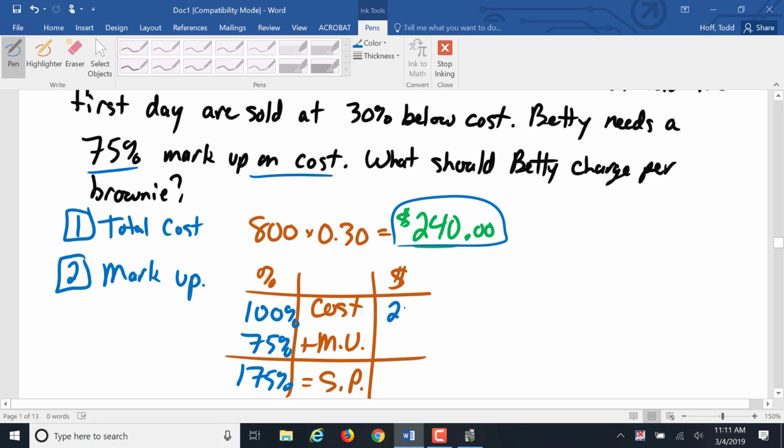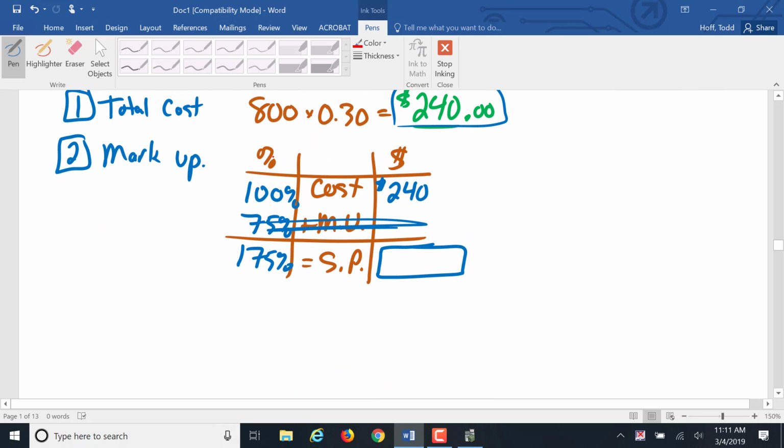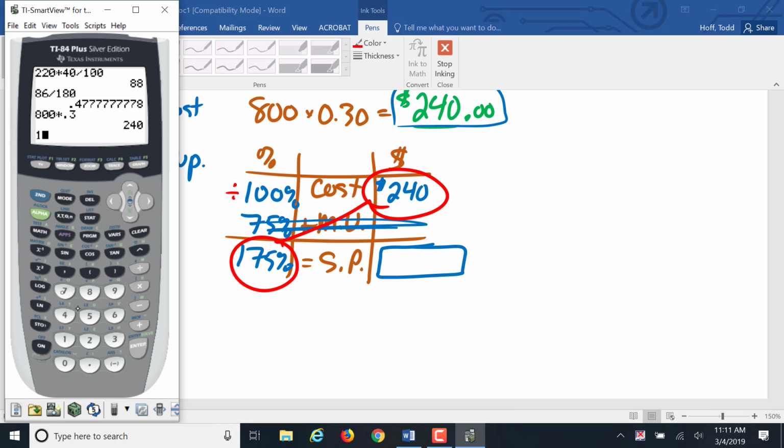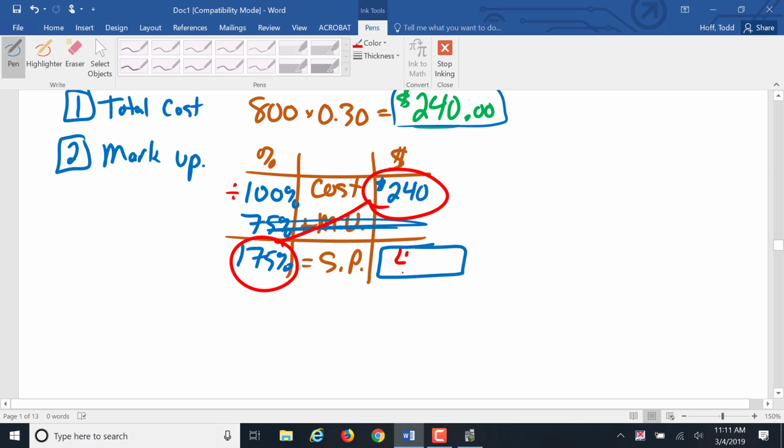We have a total cost of $240. We need to find that total selling price, so we're going to ignore that middle row. So here we're going to cross multiply 175 times 240 divided by 100. So we need $420 is what we need for our total selling price.